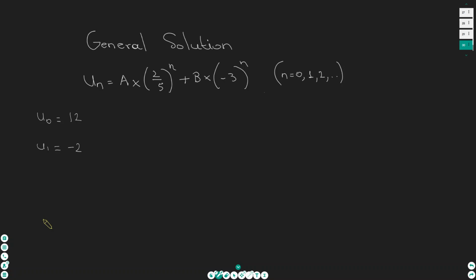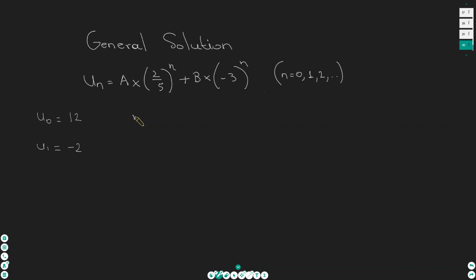So the general solution of the sequence can be written in this format: un equals a times 2 over 5 to the power of n plus b times negative 3 to the power of n. And n takes values from 0 up to infinity. We already know the first two terms of the sequence. The first one is 12 and the second is negative 2. So by using the values of n, we can find equations.